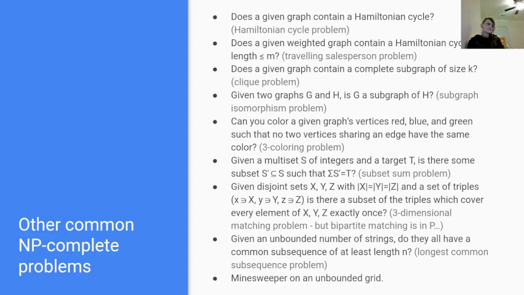People have done this with lots of games. And one of them is Minesweeper. It has been proven that Minesweeper is NP-complete on an unbounded grid. If you have a finite grid, then you could just try all the combinations, and that would be polynomial, right?